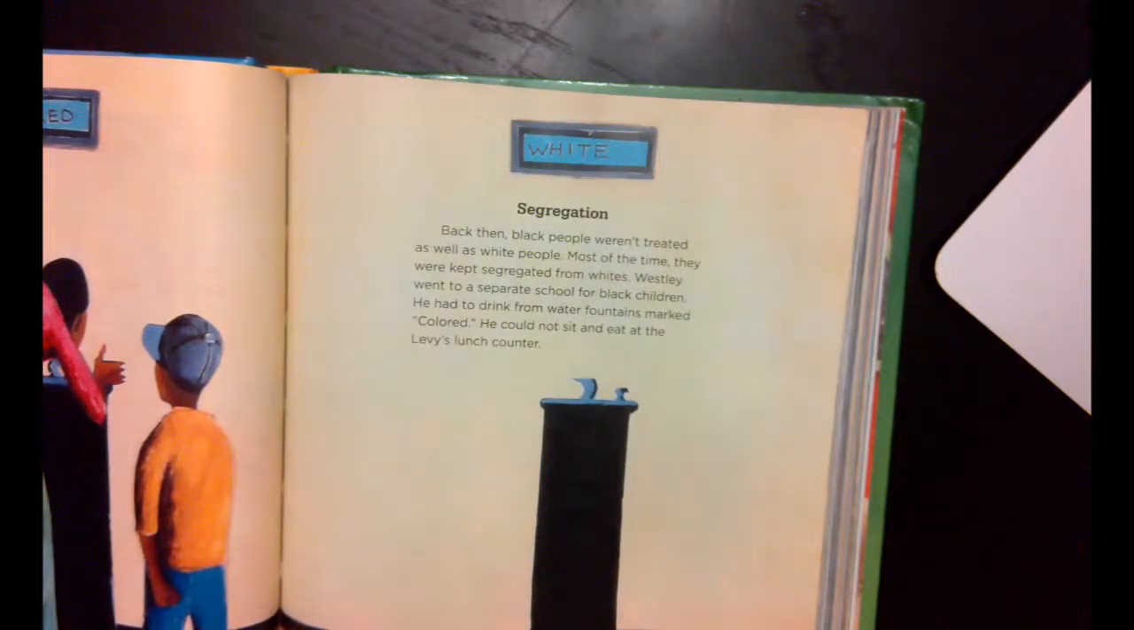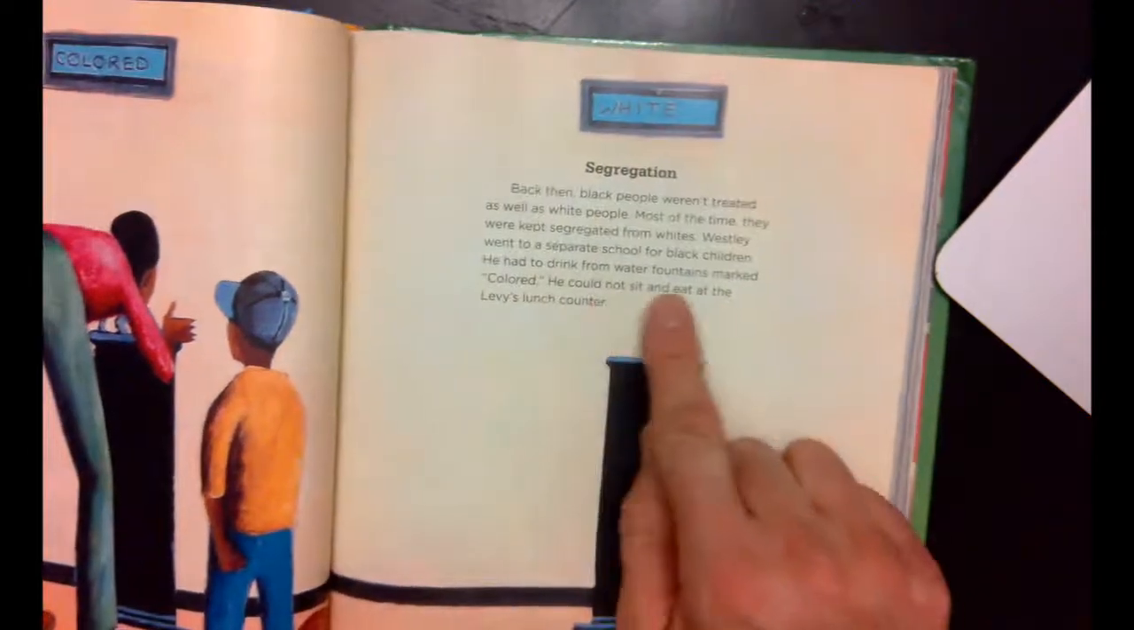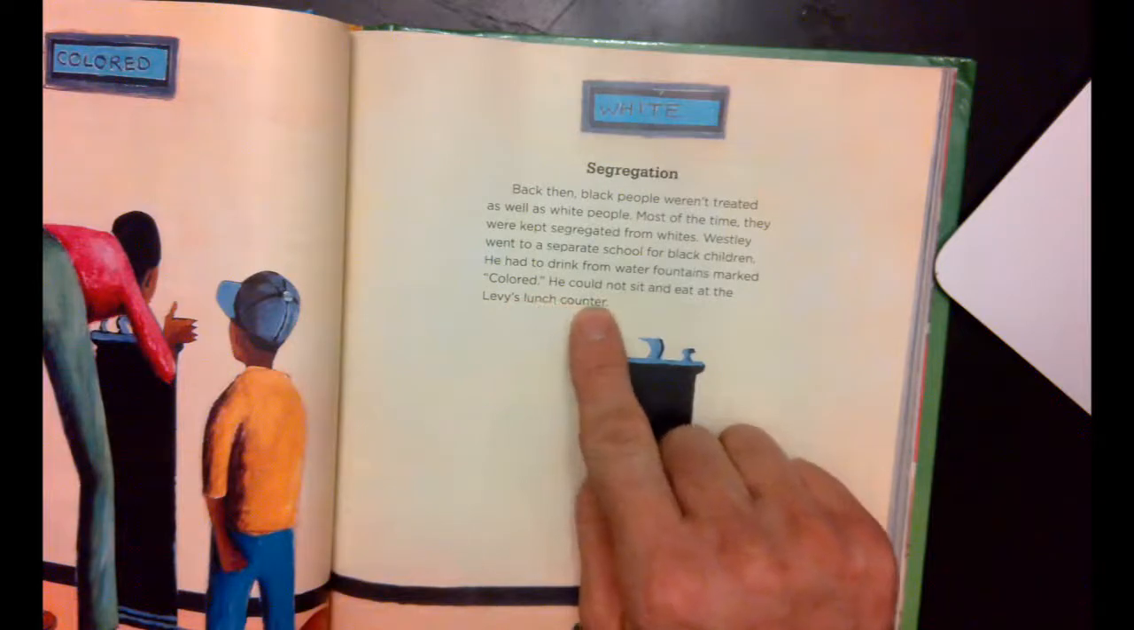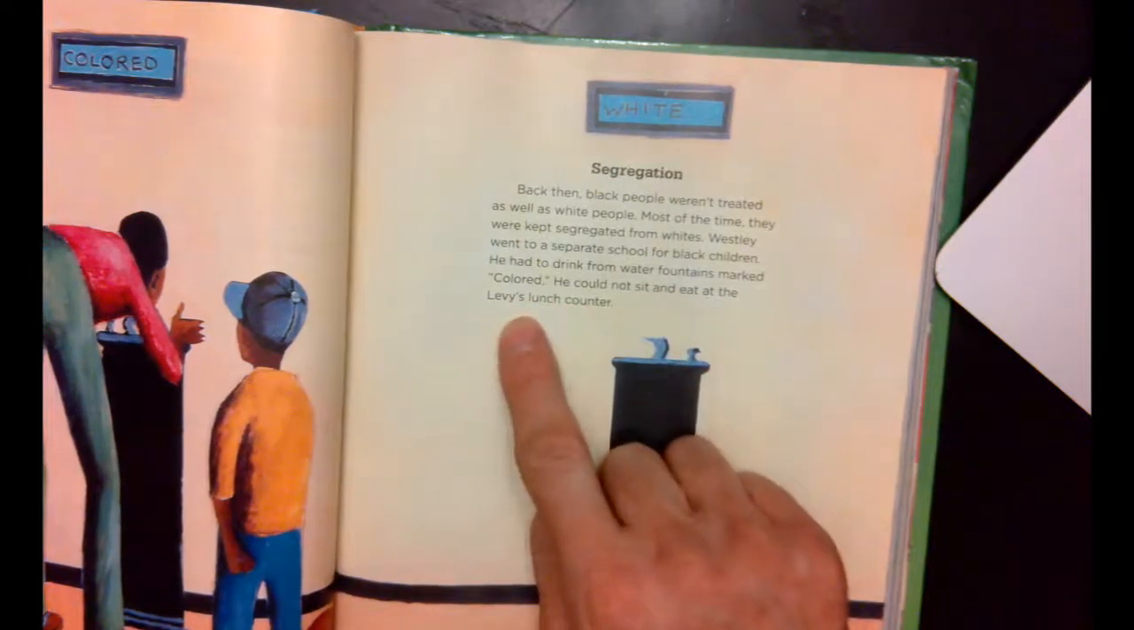Wesley went to a separate school for black children. He had to drink from water fountains marked colored. He could not sit and eat at the Levy's lunch counter.